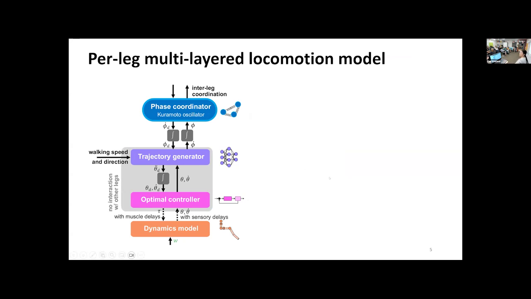Can I make a timed request? Oh, yes, cursor. Use your mouse. Okay. So at the very bottom, we have the dynamics model, which is the leg of each. Just look at your laptop.